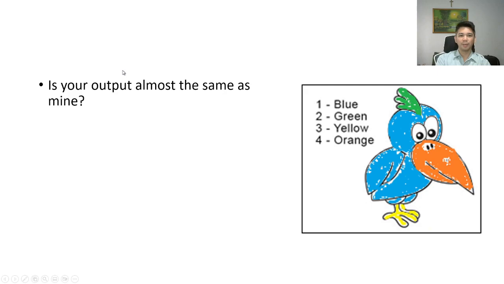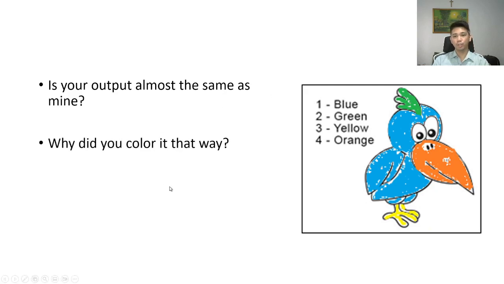Now, is your output almost the same as mine? I said almost the same because I know what I did is not perfect, but it's okay. The general idea of it is you will just put colors. Now, if your answer is yes, it's almost the same. It has blue, green, yellow, and orange. My question now is, why did you color it that way?